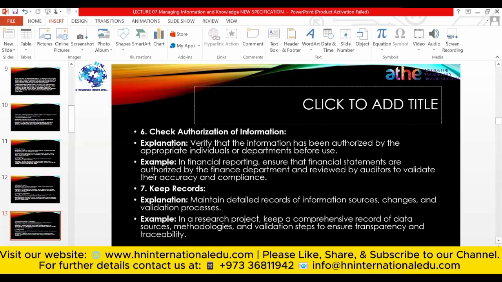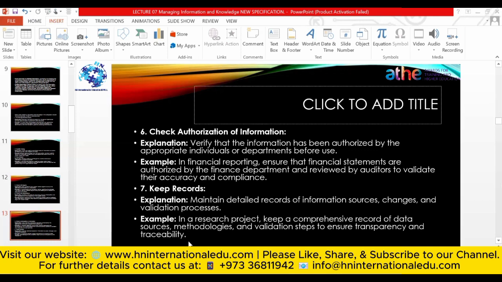For example, in financial reporting, that is balance sheet, income statement, ensure that the financial statements are authorized by the finance department and reviewed by auditors to validate their accuracy and compliance, because this is related to the financial department. So everything is going to be checked and approved by the specific department.